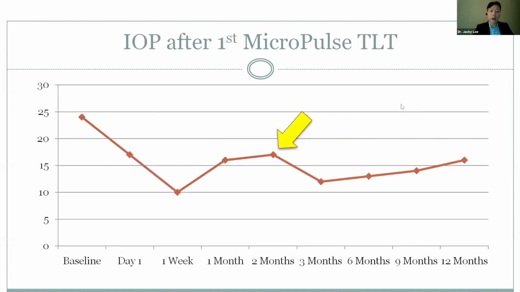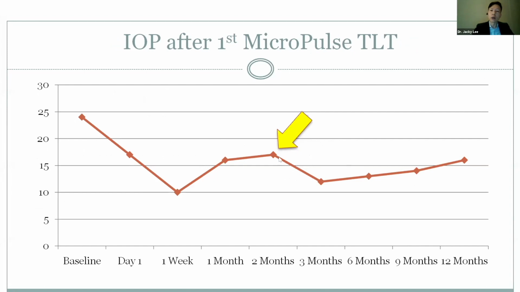So after the initial treatment, his pressure did come down to around low teens, but gradually over the next 1 to 2 months, it climbed back up to around the 17, 18 range. It wasn't all that bad, but given the severity of his glaucoma, we were hoping for at least somewhere less than 16, if not in the low teens range.